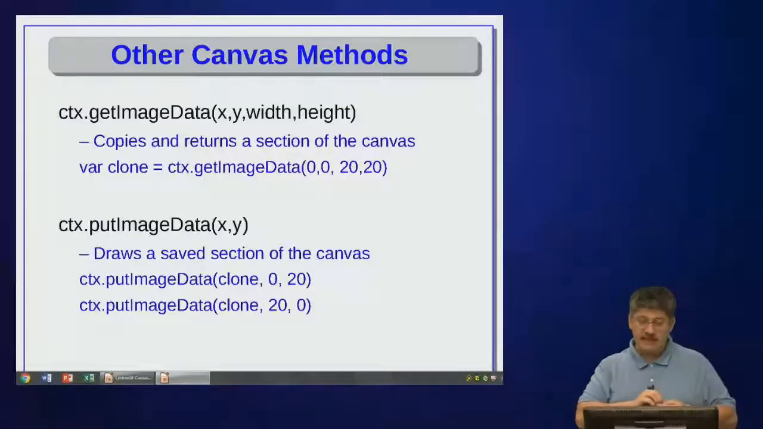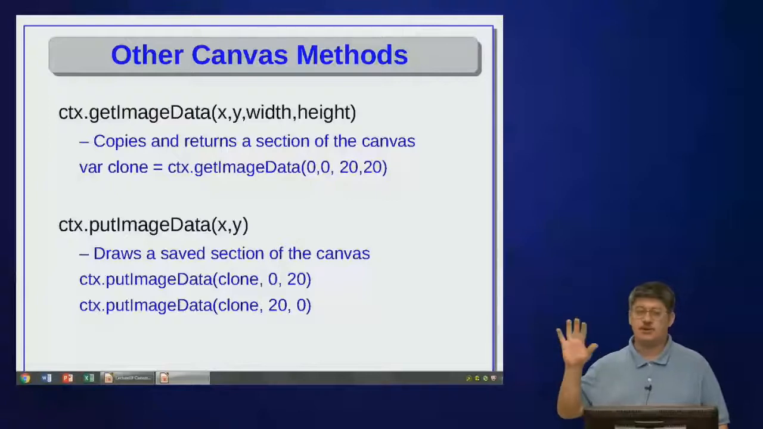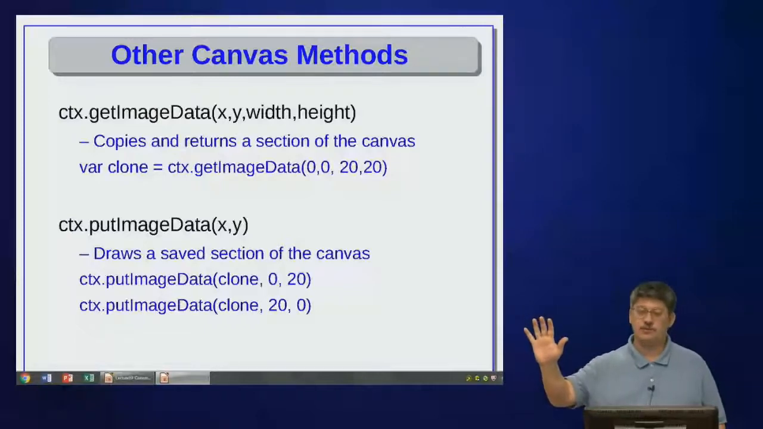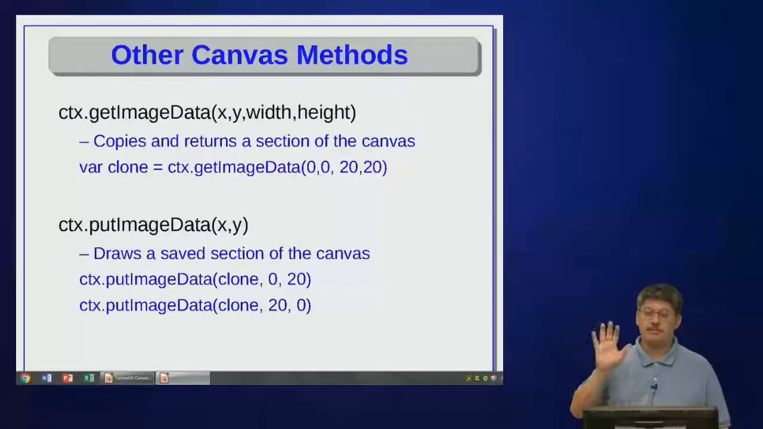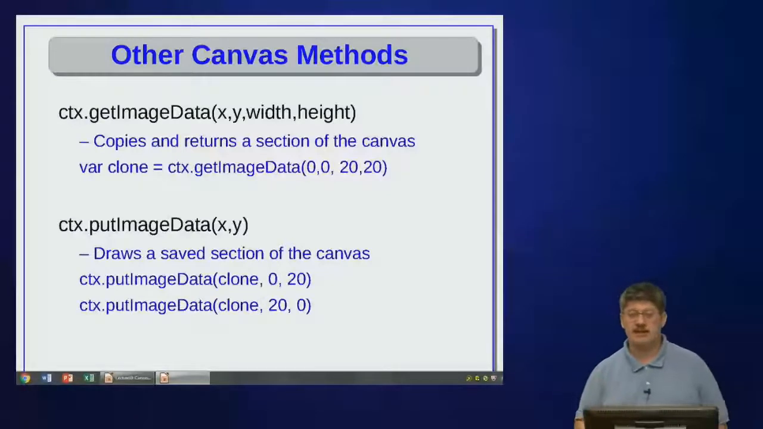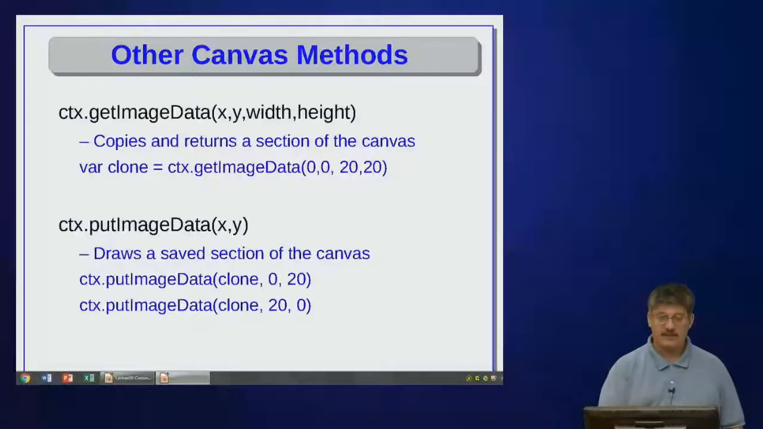Then I can paste it back into the image in a different place. So here I've done ctx.putImageData, and I'm putting the clone at position 0, 20. So it's going to have a copy of what was in the square from 0, 0 to 20, 20 right next to the new version. And then I'm going to put the image data below the original one too. So I'm going to have 3 copies of that same graphic, one in the top left corner, one to the right of it, and one below it. In other words, I was able to copy and paste it, and when I paste it, I can paste it twice in different positions.